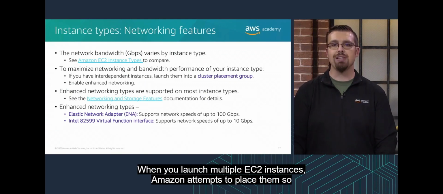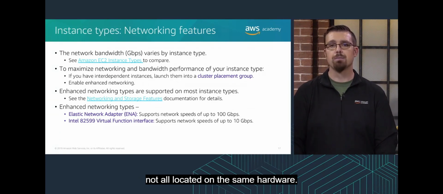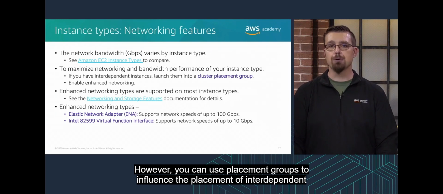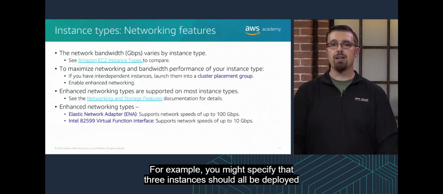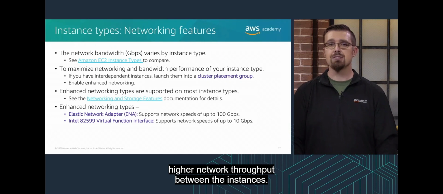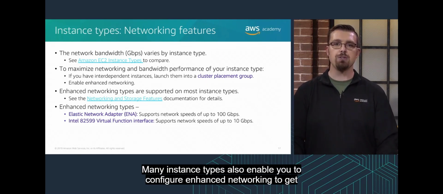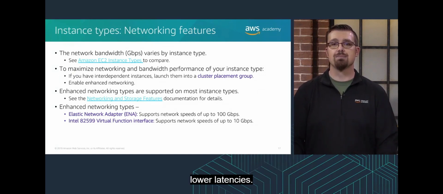When you launch multiple EC2 instances, Amazon attempts to place them so that they are spread out across the underlying hardware and not all located on the same hardware. However, you can use placement groups to influence the placement of interdependent instances to meet the needs of your workload. For example, you might specify that three instances should all be deployed in the same Availability Zone to ensure lower network latency and higher network throughput between the instances. Many instance types also enable you to configure enhanced networking to get significantly higher packets per second performance, lower network jitter, and lower latencies.